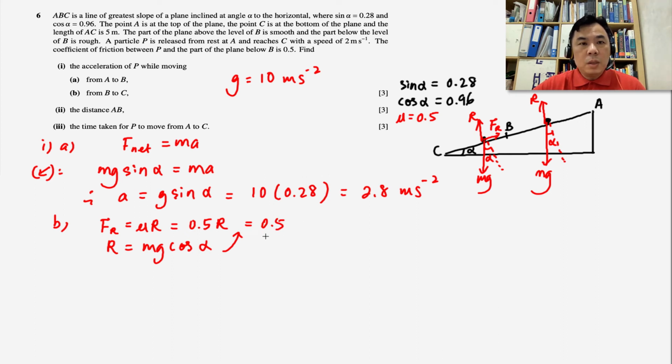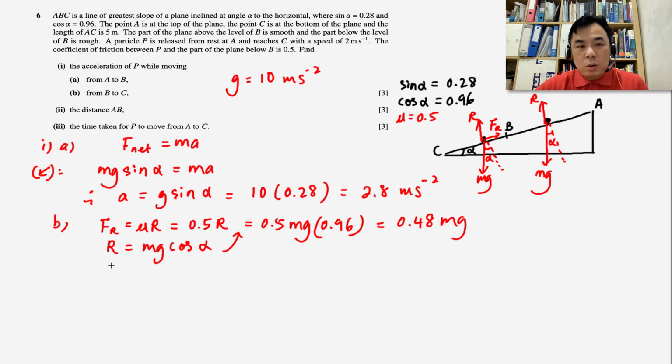Let me see here. Do we have the mass given? No, we are not given any mass at all. So we will just write down mg cosine. So 0.96 here cosine, and then let me just simplify that. So this one will be 0.48 mg after we simplified. So that is the frictional force acting.